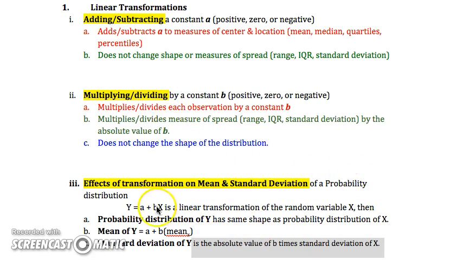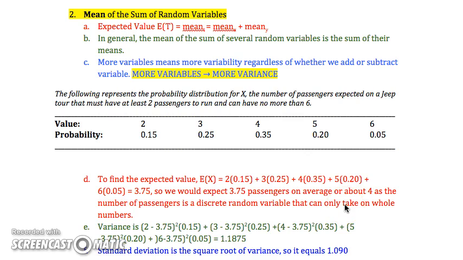For mean and standard deviation, here we have y equals a plus bx, a linear transformation where we're doing both. We're adding a constant and we're multiplying by a constant. So the probability distribution of y has the same shape because shape's not changed by either. Here's how we calculate our new mean, and then we look at this to calculate our standard deviation: the absolute value of b times the standard deviation of x, since we're multiplying by b, and adding a value doesn't change the standard deviation.